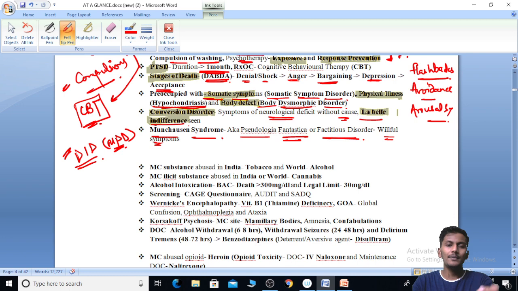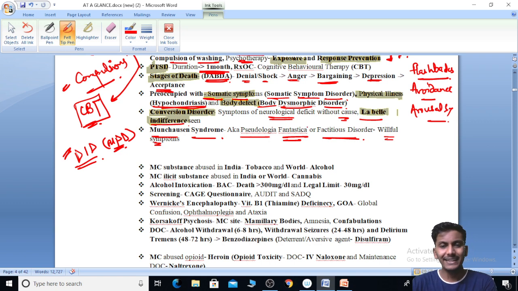Okay, he'll create some artificial bruise on the skin. Okay, he'll complain of some vague symptoms. Okay, so that is usually seen in cases of Munchausen syndrome, which is also known as pseudologia fantastica or factitious disorder. And if a mother creates some symptoms for her child, okay, so that is known as Munchausen syndrome by proxy. If you perform it on someone else for others, then it is known as Munchausen syndrome by proxy. Okay, so please remember this.